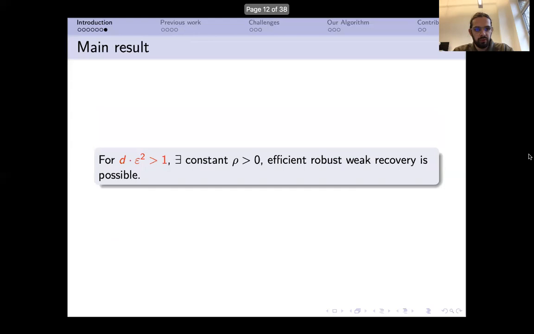We answer these questions in a positive way. We show that as soon as we are above the threshold, then efficient robust weak recovery is possible. What does it mean? This means that this phase transition is a robust phenomenon, and indeed there is no price to pay for robustness.